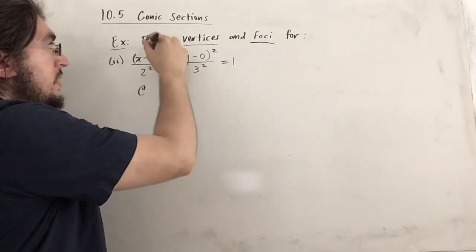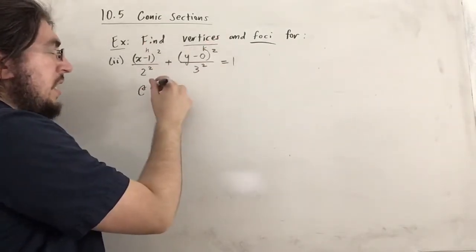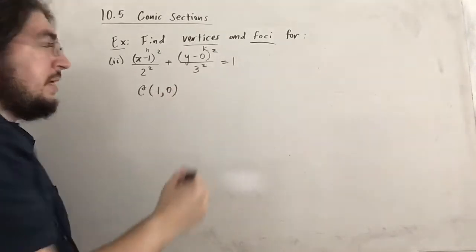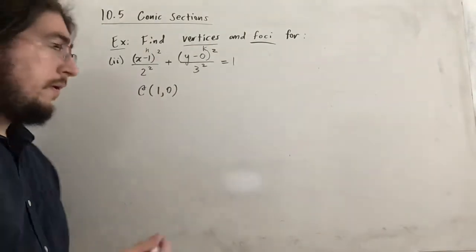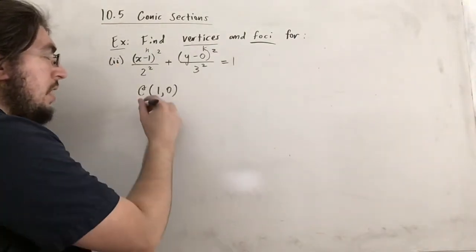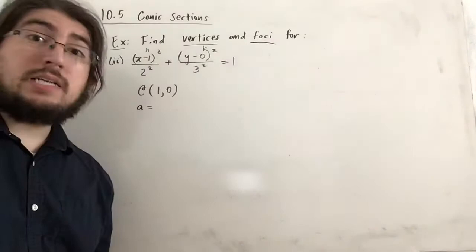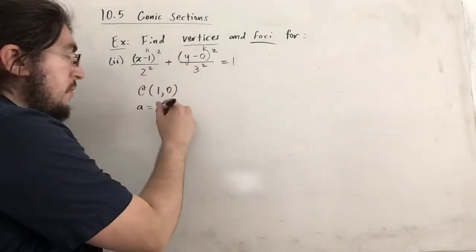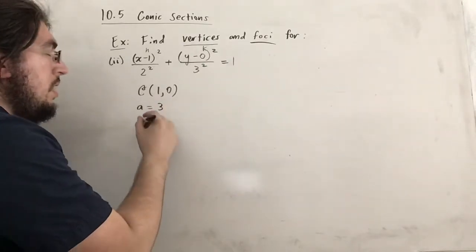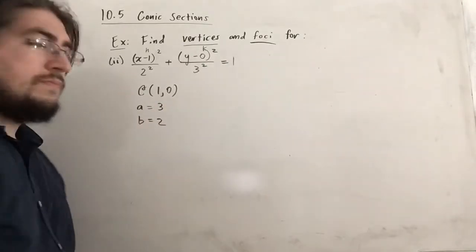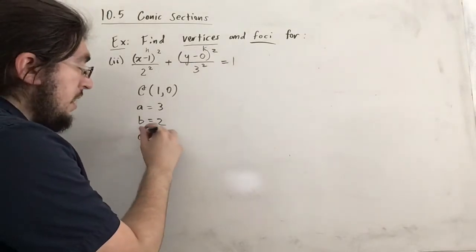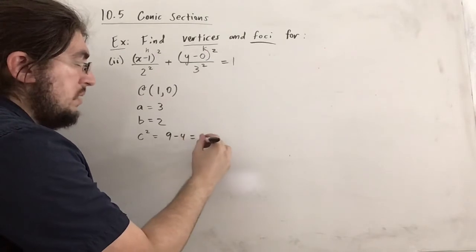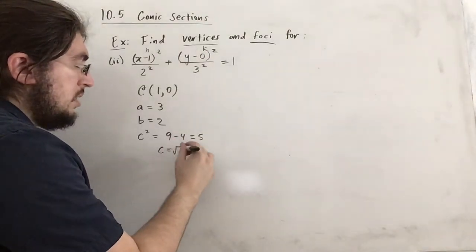So notice the center is just h comma k. So in this case it's 1 comma 0. Notice it's positive 1 or negative 1 because it's always x minus h, right? Just keep that in mind. A, which one's A? A is the larger one squared, so that's going to be 3 squared, so A is 3. A squared is the larger one. B is going to then be 2, perfect. And then we can find C, because we know C squared is A squared minus B squared, which is of course 9 minus 4, which is 5. So that means C is just the square root of 5.